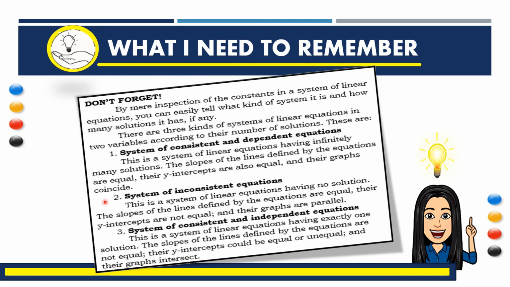Number 2, system of inconsistent equations. This is a system of linear equations having no solution. The slopes of the lines defined by the equations are equal, their y-intercepts are not equal, and their graphs are parallel. We have the last one, system of consistent and independent equations. This is a system of linear equations having exactly one solution. The slopes of the lines defined by the equations are not equal. Their y-intercepts could be equal or unequal, and their graphs intersect. So take note of those.